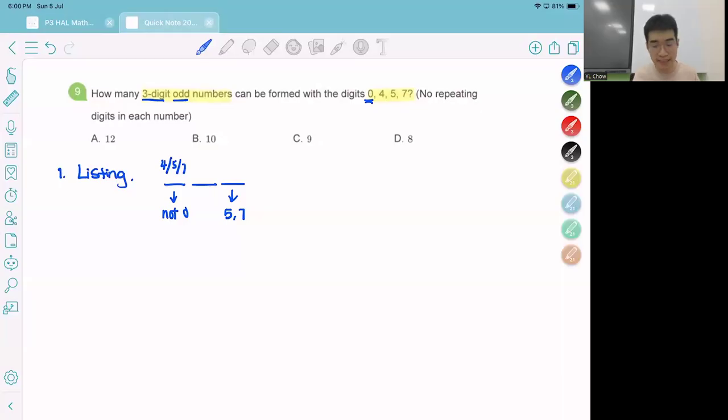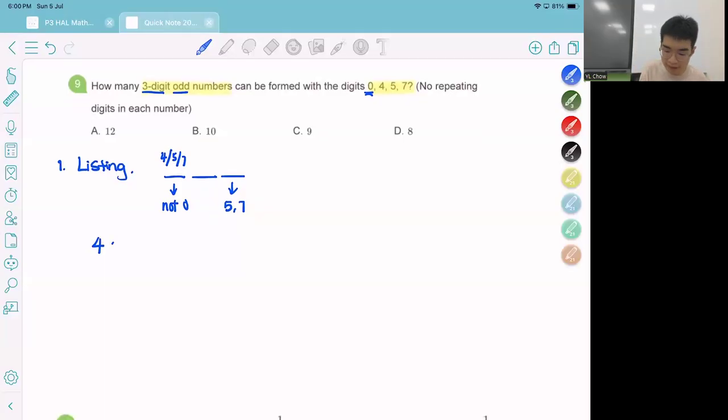So let's consider cases. What if my hundreds digit is 4? Then for the tens digit, we start listing in order from small to big. It could be 4, 0. Then I have 405, 407. You see, I'm listing in order from small to big, smaller tens digit first, and then we look at the ones digit. I have considered 405 and 407.